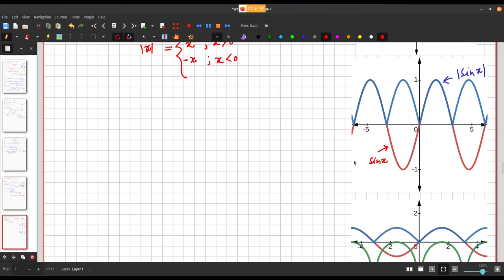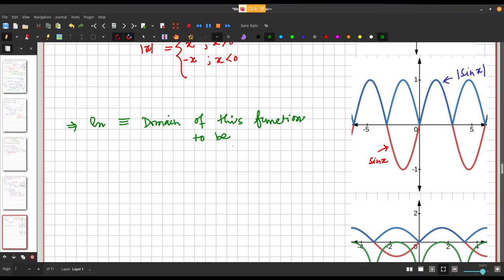Now we are applying the ln function on this, and we know the domain of this function is x positive, and x equal to 0 is not included here. So x cannot have a value of 0, otherwise this function will blow up.